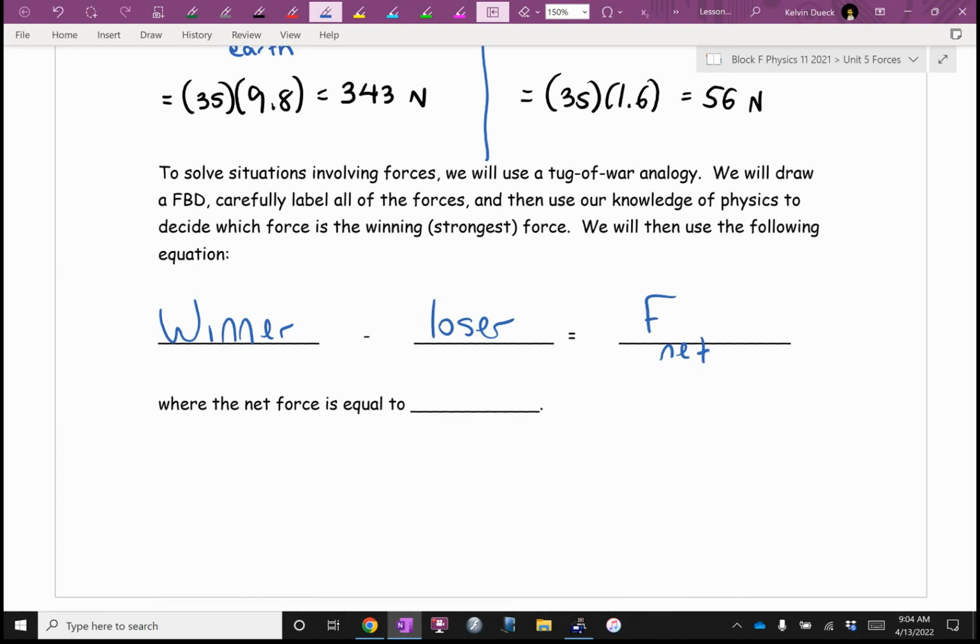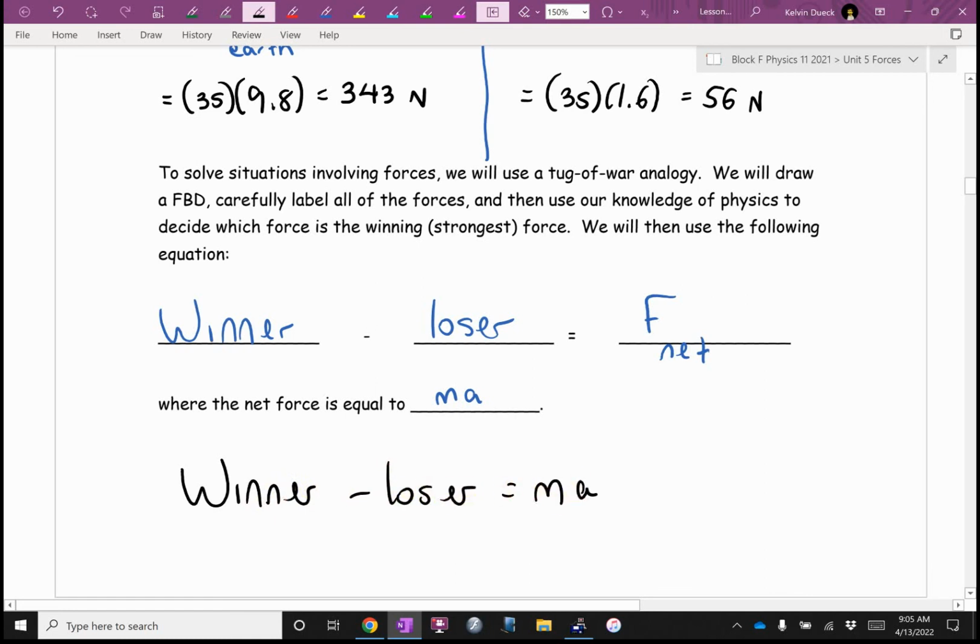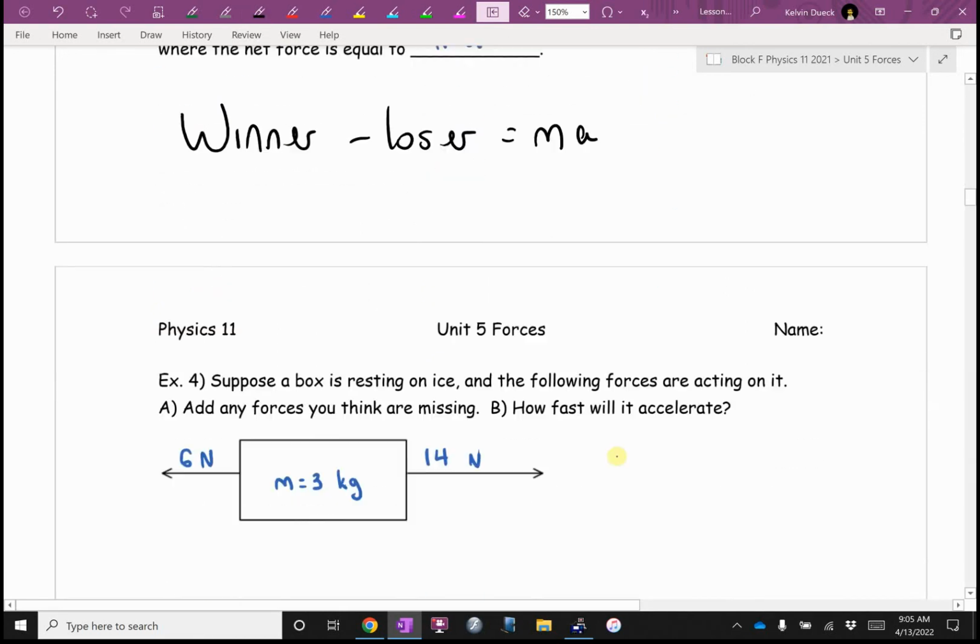The net force. Where the net force is equal to, what does it say on your formula sheet? What is F net equal to? Yeah, I've been lying. It's not actually F equals ma, it's F net equals ma. So what we're actually going to do is this. We're going to go winner minus loser equals ma. If you take Physics 12 with me, I will not teach you anything different. This right here, with a bit of cleverness, can be used to solve everything. Show you what I mean.